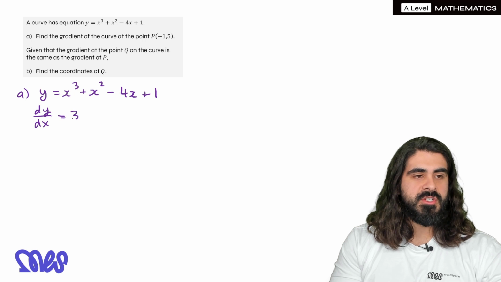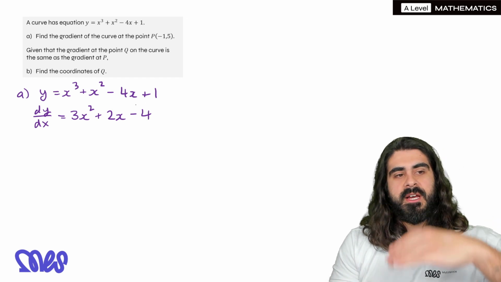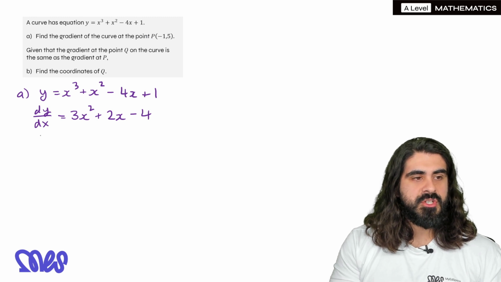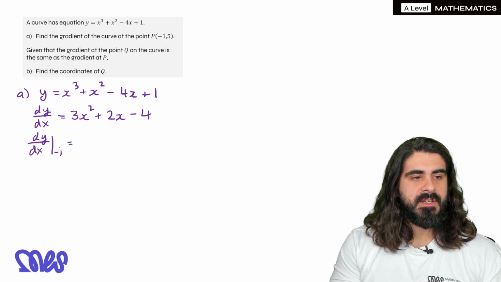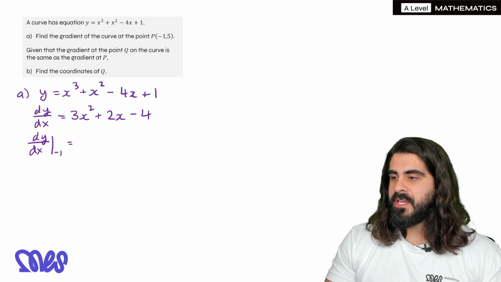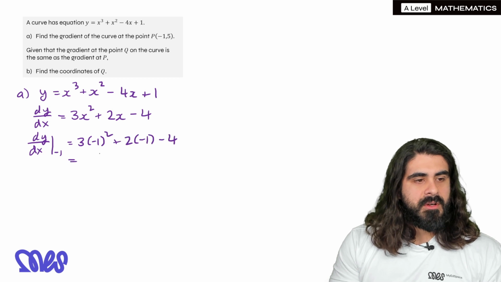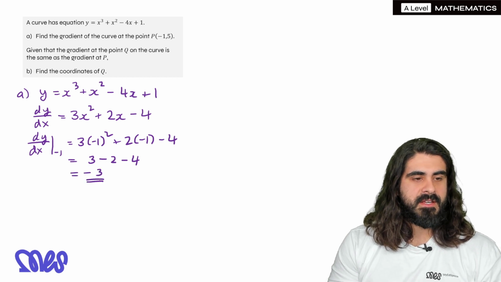So x cubed differentiates to 3x squared. x squared differentiates to 2x. Minus 4x, remember, that's a straight line with gradient minus 4. And the 1 is a horizontal line, so that just disappears. If they want the gradient at this point P, all we need to do is substitute x is minus 1. Now the notation to say you're subbing in minus 1 is this. All that means is you're replacing all the x values with minus 1. So we've got 3 minus 2 minus 4. 3 minus 2 is 1, minus 4 is minus 3. So there's your gradient of that curve at that given point.